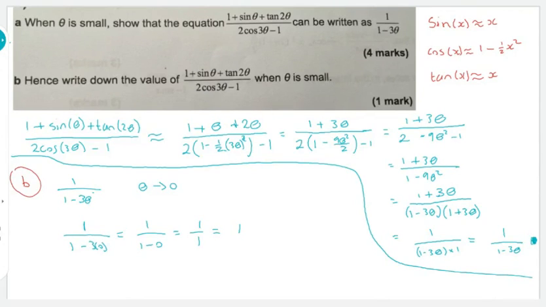Wait, so for the second one, when it says theta is small, you just put 0? Yeah, because small means extremely tiny, close to 0. So this has to do with limits. All right. Okay.